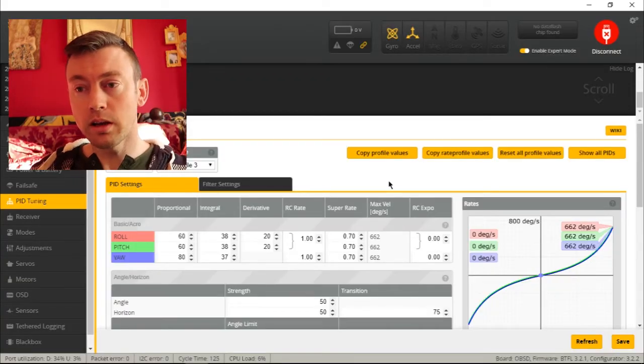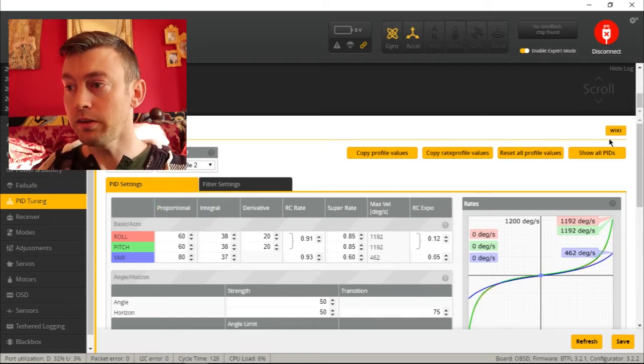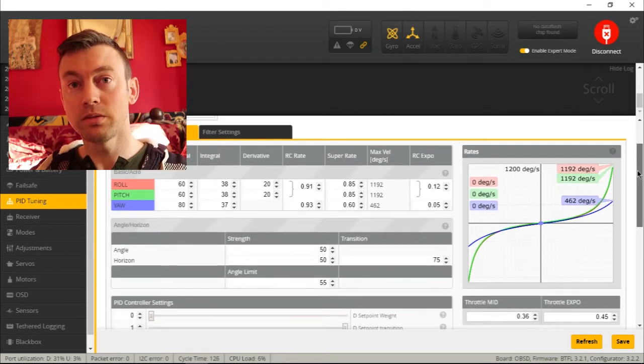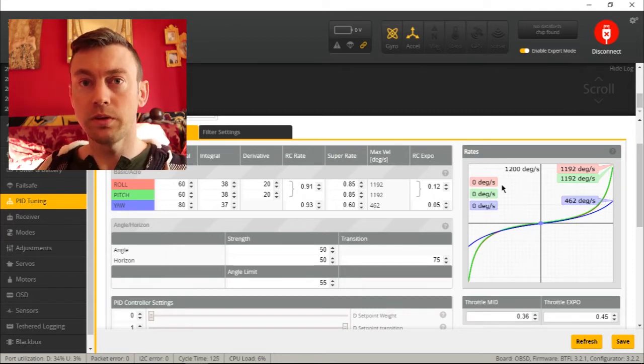I've already dropped down the rate profile from my normal one. If you're interested, that's about the settings that I run at normally. It's fairly sensitive. If you haven't flown at these sort of levels, just take your time, be a little bit careful. You'll see I've got two separate profiles. When you look at the rates profile itself, I've got my pitch and roll set to a fairly high rate, and I've got my yaw set to a fairly low rate.